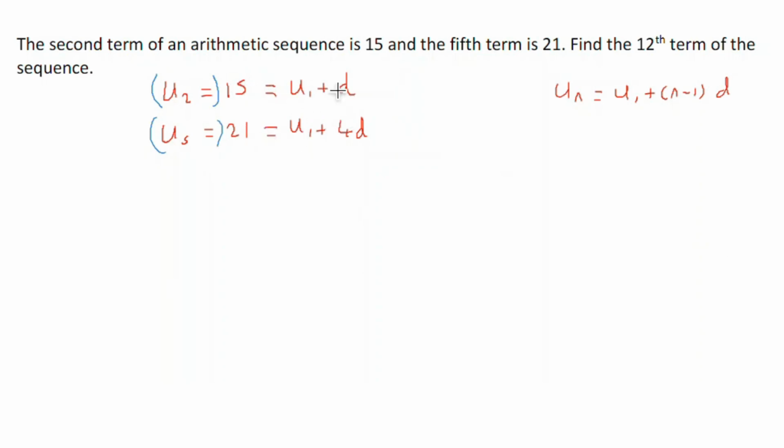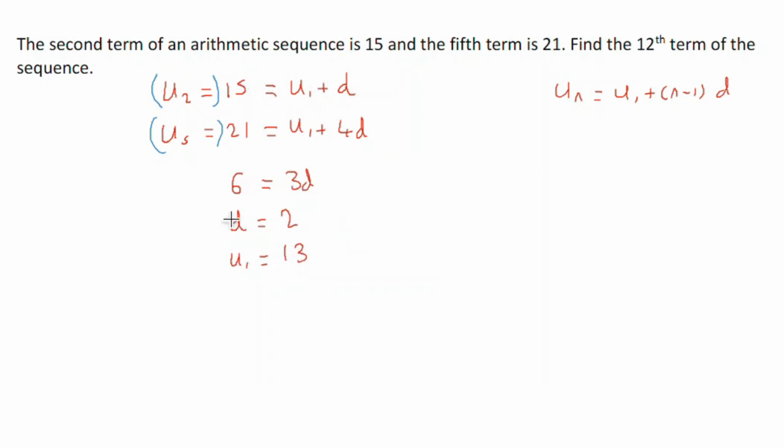They're only there to indicate what we were taking from the question. But now we've got a pair of simultaneous equations in u1 and d. And we can solve this by subtracting the first one from the second one. So if we do 21 minus 15, we get 6. u1 minus u1, we get 0. 4d minus d, we get 3d, which tells us that d is equal to 2. When we know d, we also can find u1, because u1 plus d is 15. So that means that u1 must be 13.